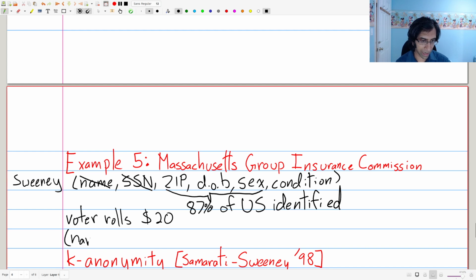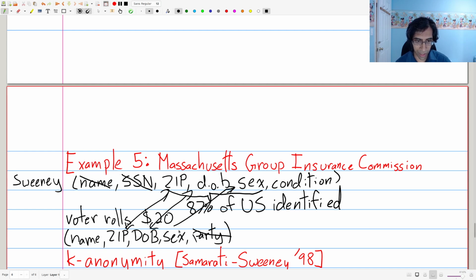So what would it have? It would have, say, name, zip, date of birth, sex, and party. So like party affiliation or whatever. And we don't really care about this, so ignore that. But the idea is by performing linkages between these 3 features, then it's actually possible to find the names of individuals and what their condition is.